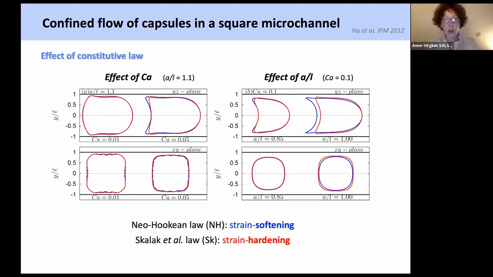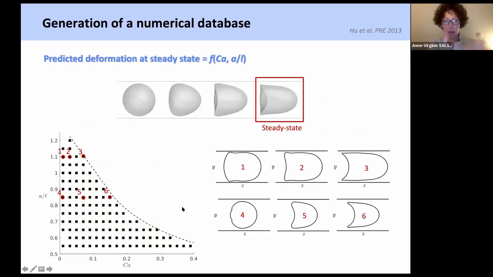So now what is interesting is that we can generate a full database of results. By changing the capillary number and the aspect ratio, we generated all the results, and there is the limit. Above this line, there is no steady state. So that's why we did not compute anything above the dotted line, because above it the capsule is a chewing gum. So it just flows forever until it breaks.